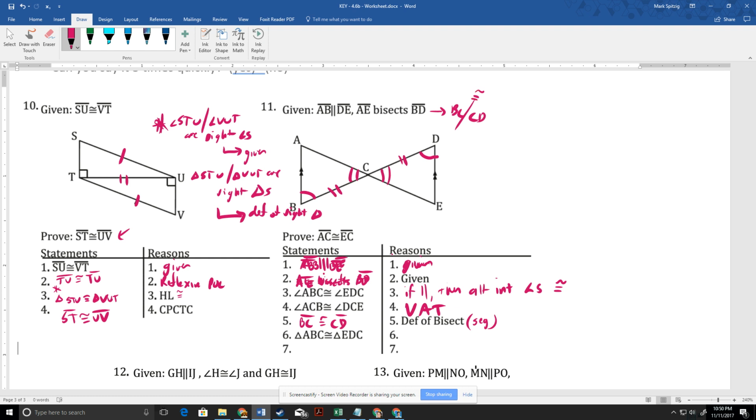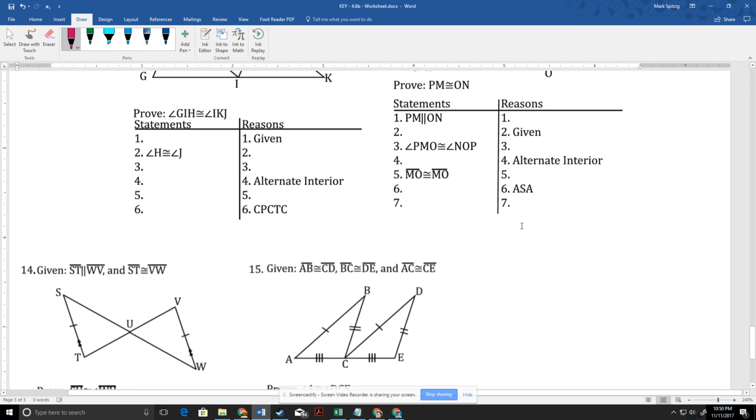And so the triangles are congruent in this case using angle, side, angle. We basically have two angles and their included side. All right. And then because we're trying to prove AC is congruent to EC, and those are corresponding parts of these two triangles, and I just proved them congruent, that means they're also congruent, so CPCTC.